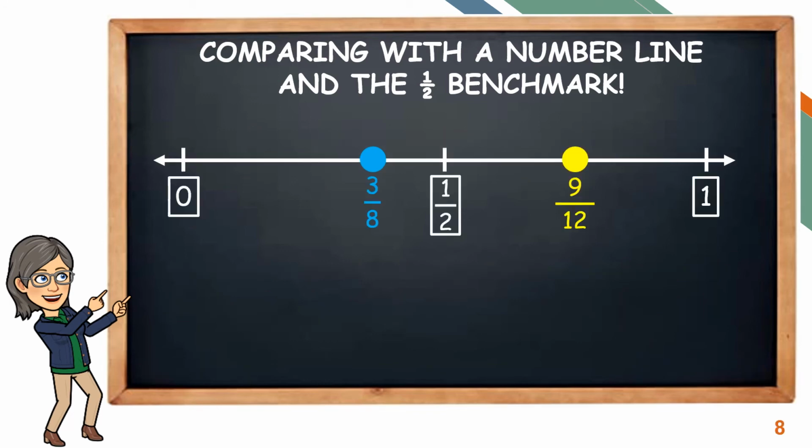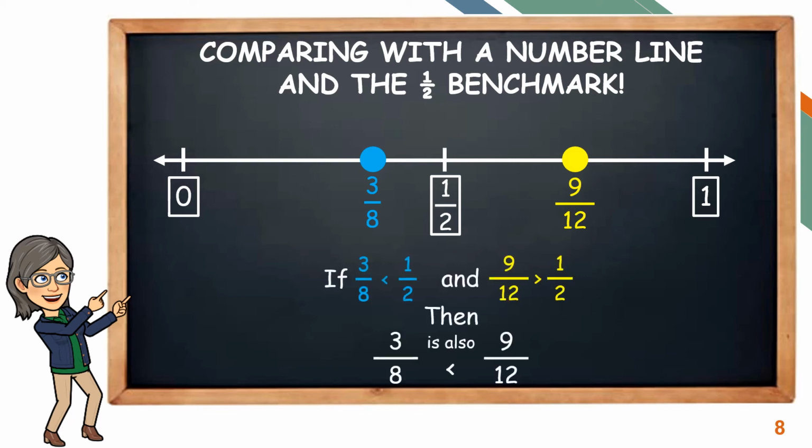This number line shows the same information as the last one. This one is a little easier to read. That's because the 3/8, 1/2, and 9/12 are all on the same number line this time. If you look at the number line and the number sentences in the white boxes, once again we see if 3/8 is less than 1/2 and 9/12 is greater than 1/2, then 3/8 is less than 9/12.